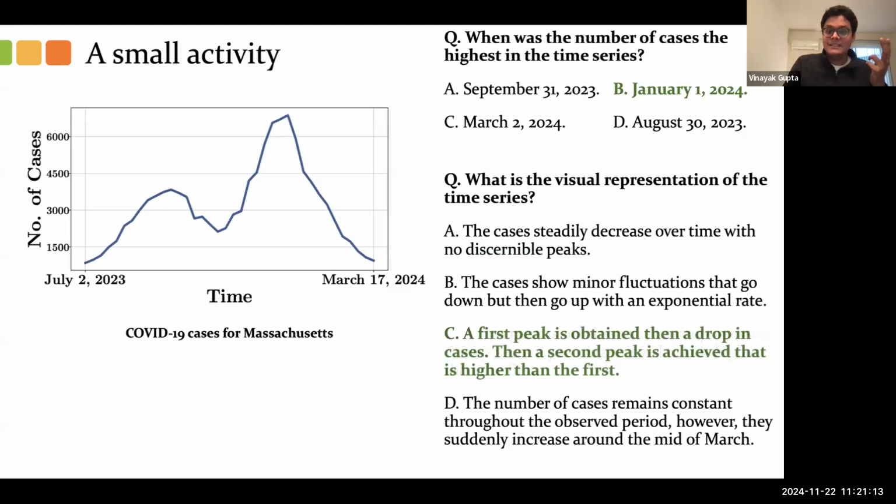So C is definitely the right answer, as we can easily see that there are 2 peaks in the time series. So these are very simple questions that any human being can answer. But the question comes in, if we try to automate this process, if we have a time series and we pass it to a large language model, can any large language model, even the fancy ones like GPT-4, answer it or not?